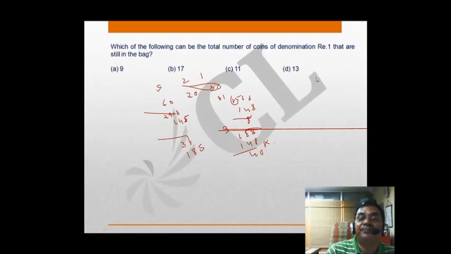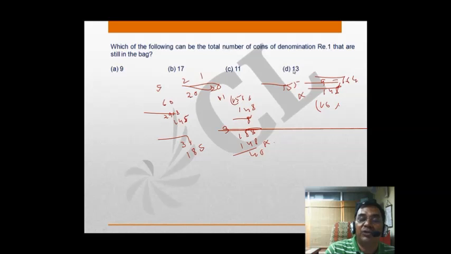That means 9, 31 into 5 is 155. So the total becomes 164. So when the total is 164, that means 164 minus 148 is 16, which is not divisible by 3. So this cannot be the answer.